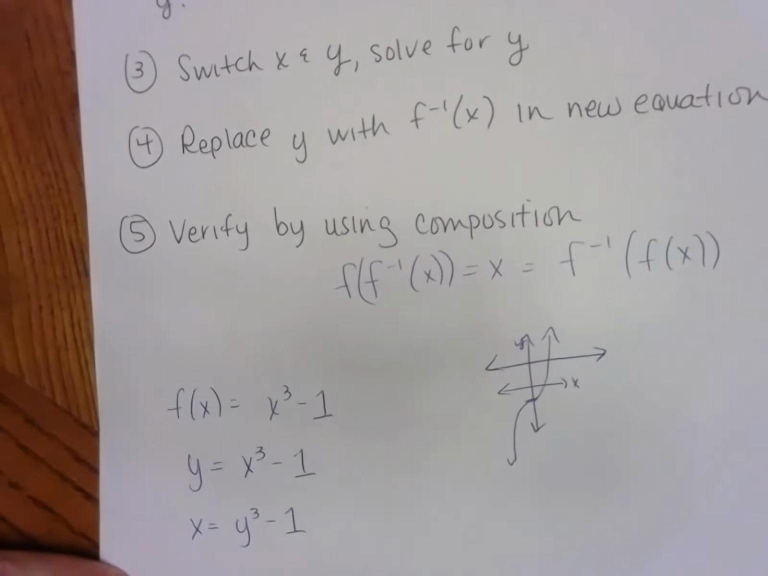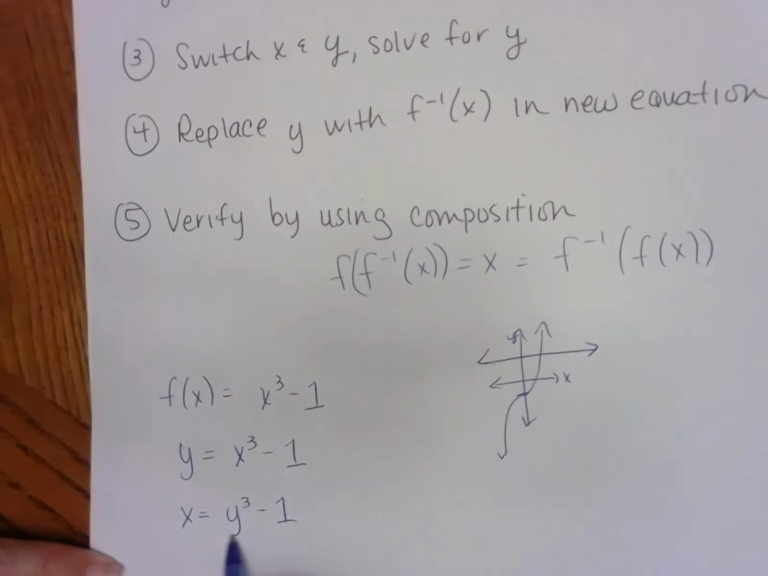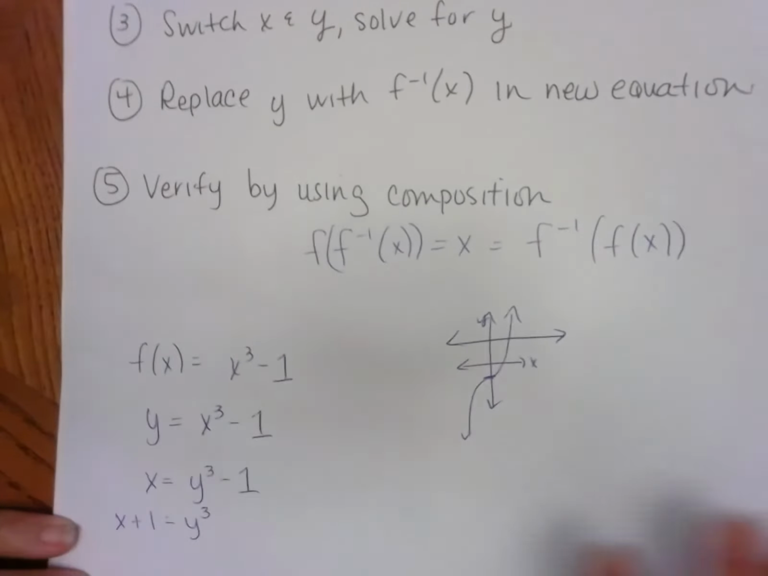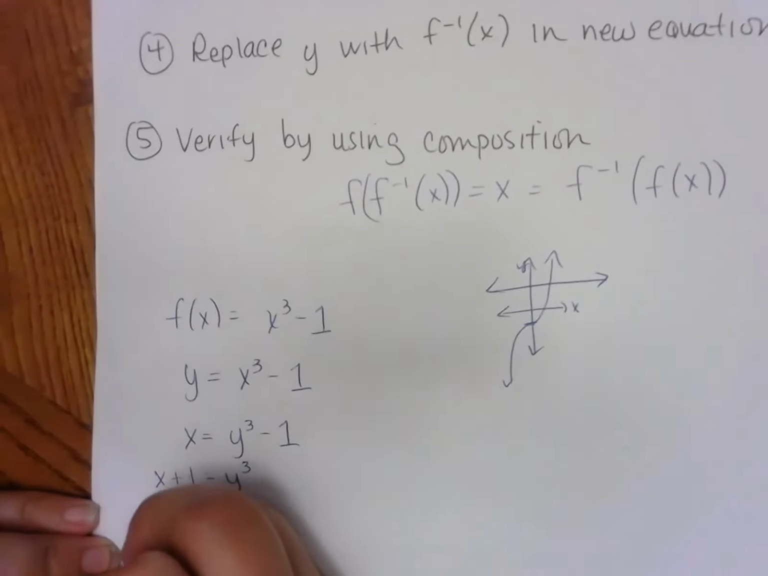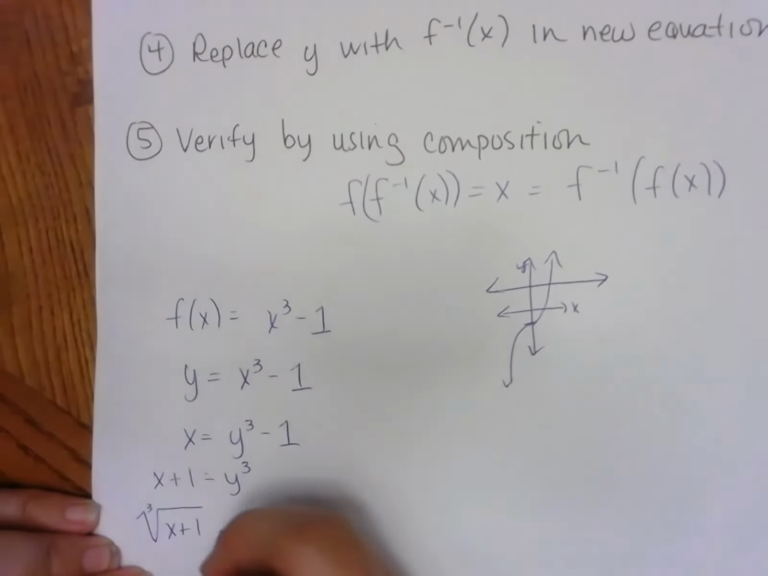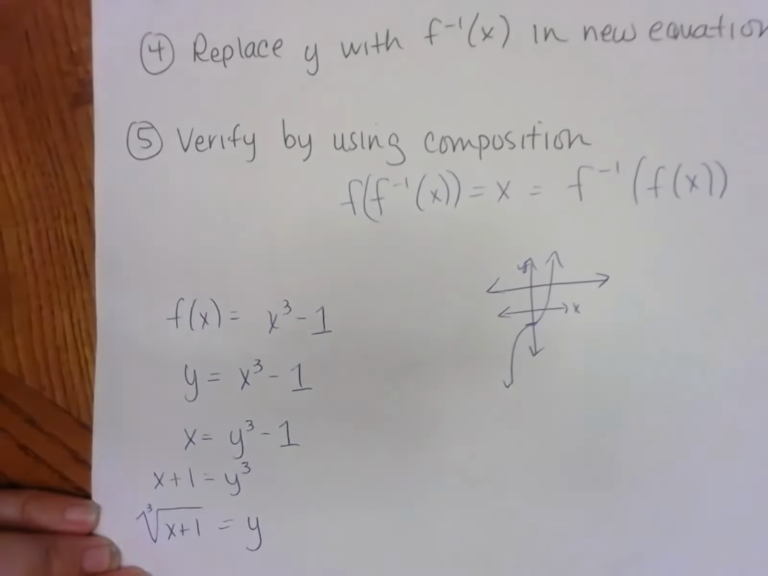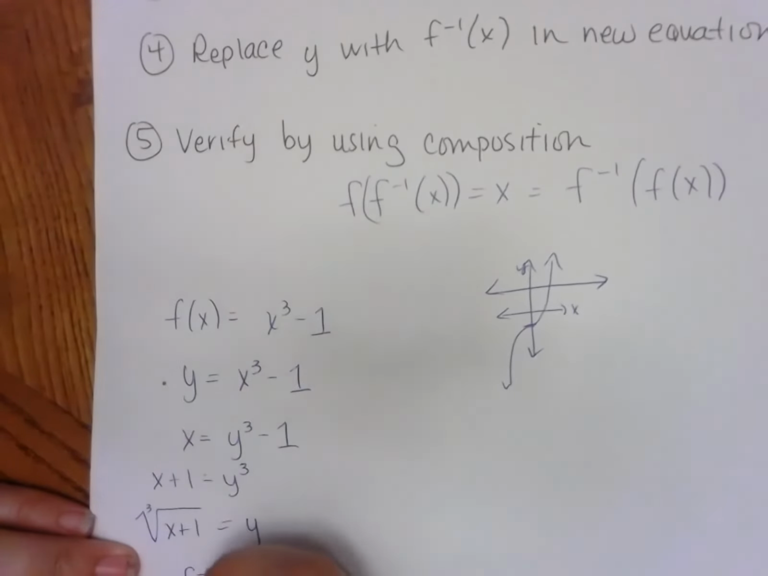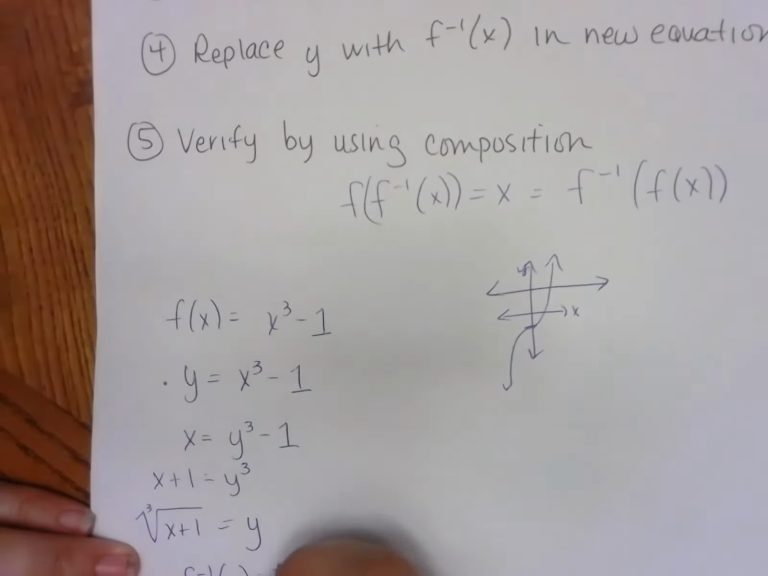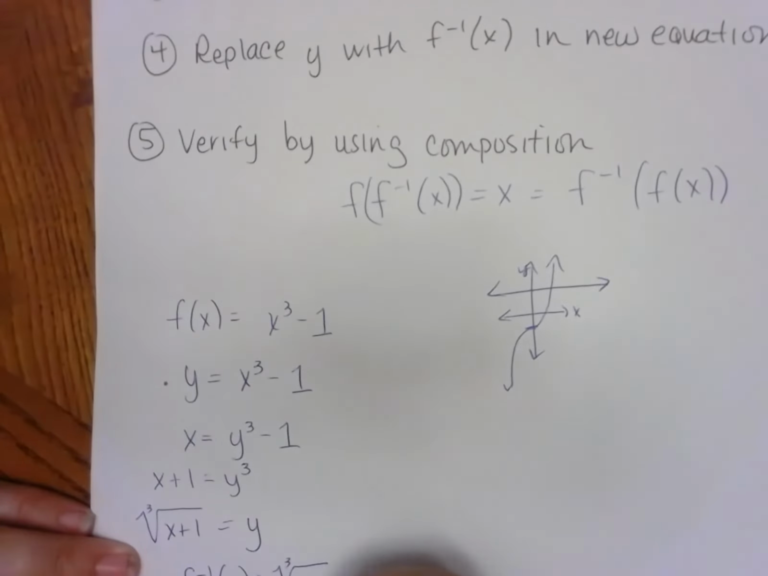All right, so now I want to solve for y. So again, here's my y. I'm going to add 1 to both sides, so I get x plus 1 equals y cubed. And then to get y alone, in my final step, I'm going to take the cube root of both sides. So I have cube root of x plus 1 is equal to y. And remember, I don't put plus and minus with the cube root. So y is equal to the cube root of x plus 1. My last step then is to just rewrite f inverse of x as the cube root of x plus 1.